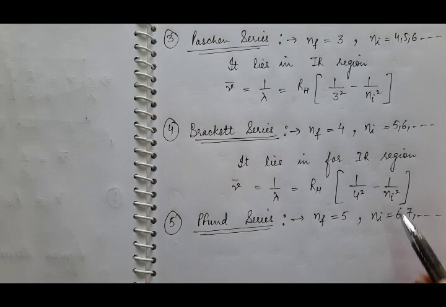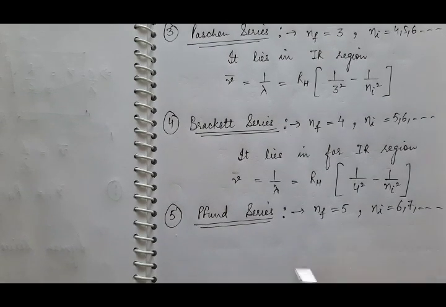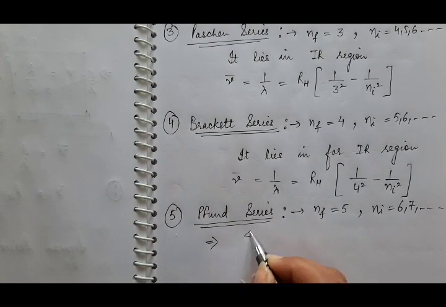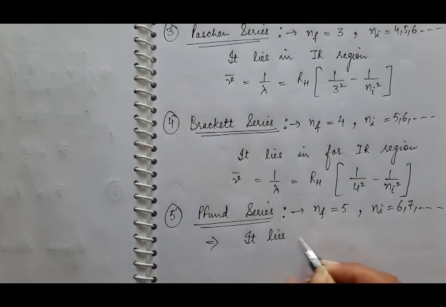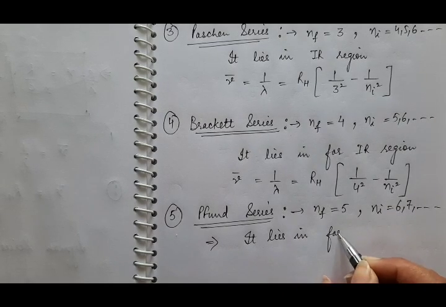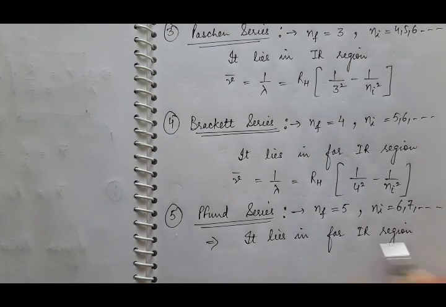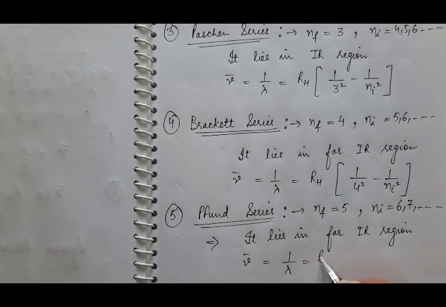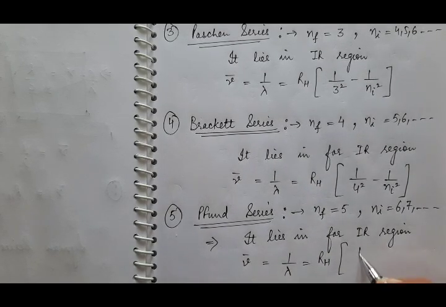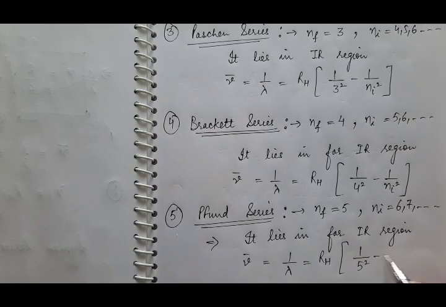region, but at greater wavelength than this. So this implies it also lies in the far infrared region, with nu bar equal to 1 by lambda. It is equal to RH (1 by 5 square minus 1 by Ni square).